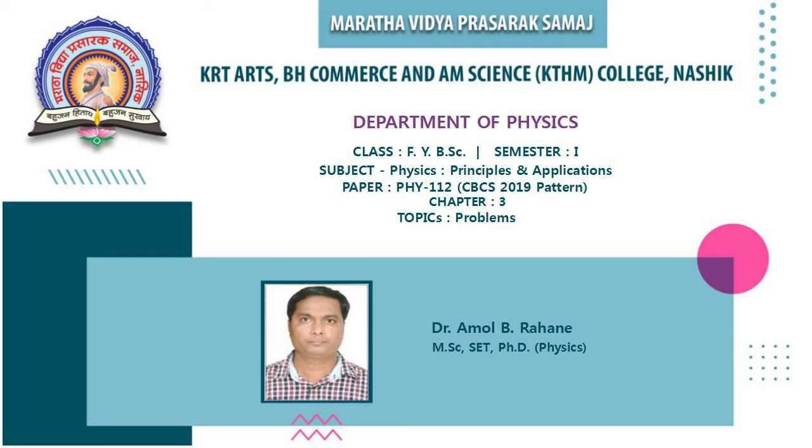In this chapter, we are studying the physics of molecules. So we have studied the different types of chemical bonds such as ionic bond, covalent bond, van der Waals bond, hydrogen bond and metallic bond. We have also studied the rotational energy levels of a diatomic molecule and vibrational energy levels of a diatomic molecule. So in today's lecture we are going to study the problems based on chapter 3.